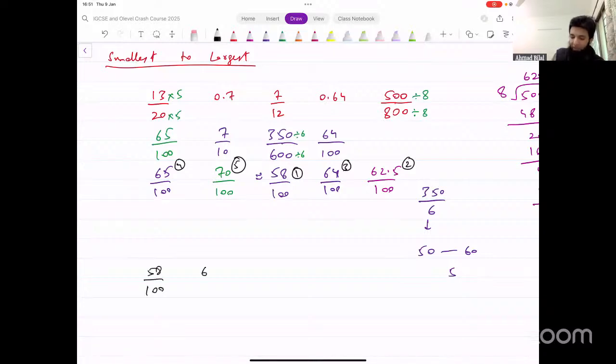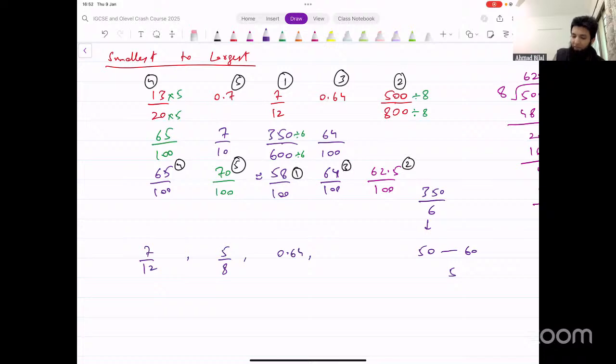Then the second one is, I'm sorry, this is number 1. We have to write it on top here. This is number 1. This is number 2. It was originally 5 over 8. And then this is number 3. This is number 4. And this is number 5. Let's write them down. 7 over 12. And then you have 5 over 8. And then number 3 is 0.64. And number 4 is 13 over 20. And number 5 is 0.7. You write these numbers down like this. And that's the order that you were looking for.